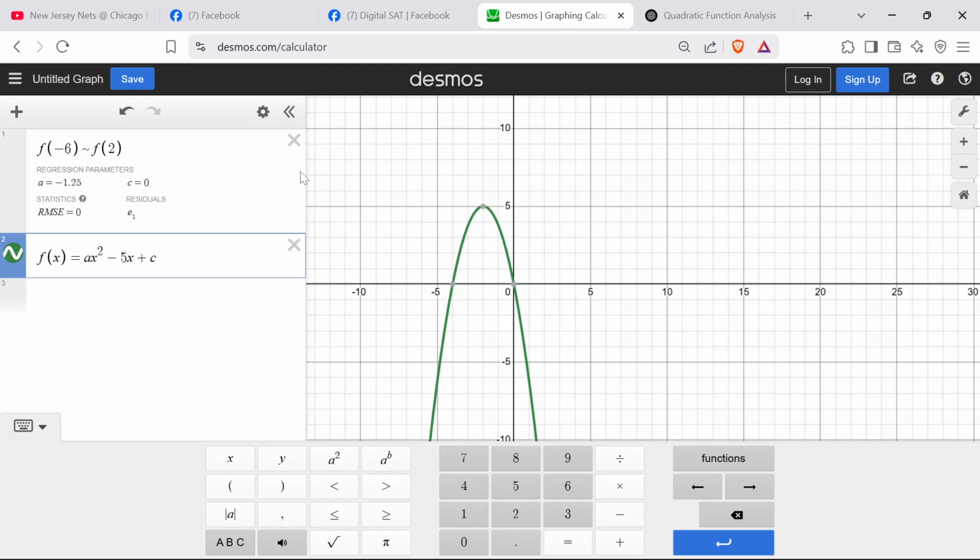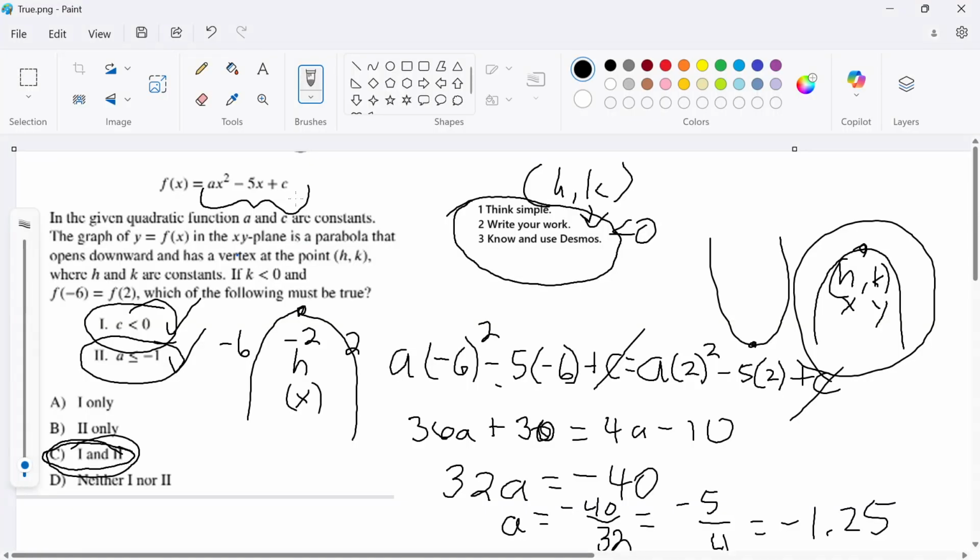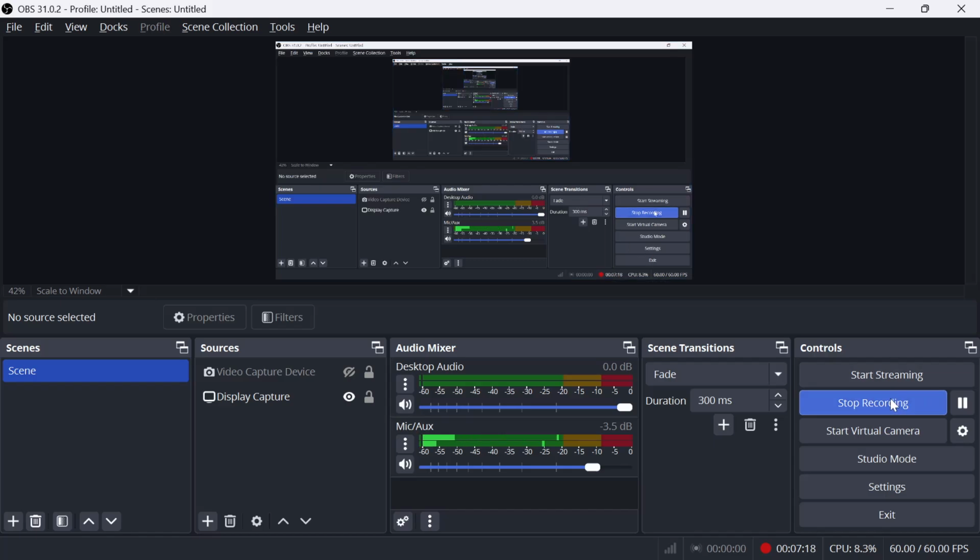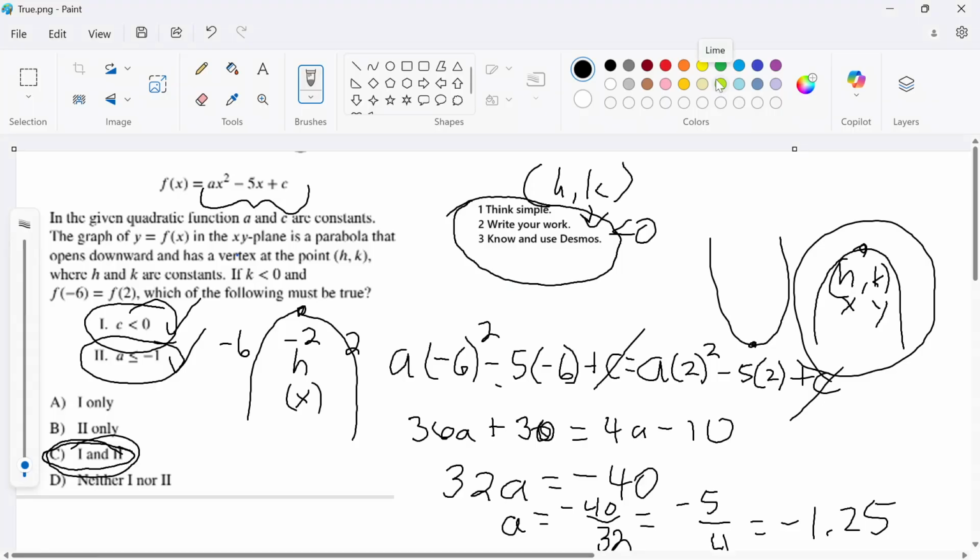But the question said it's below, so that's why I set up the slider and figured out what it has to be to get that vertex to have a negative y value, that k is negative. So be careful on that one. But anyway, the answer to this one is 1 and 2. C is the answer, 1 and 2.